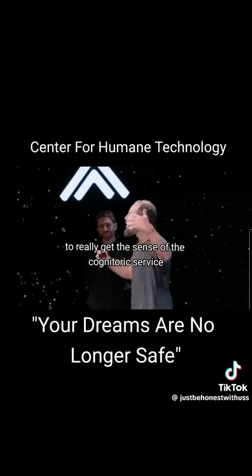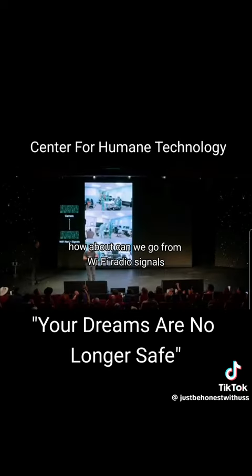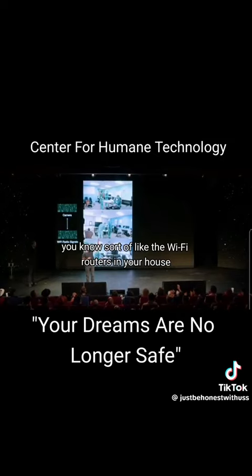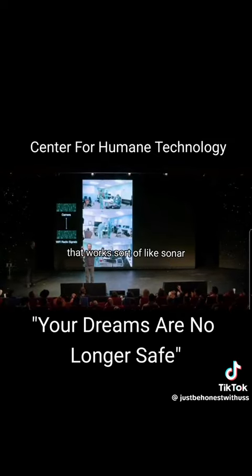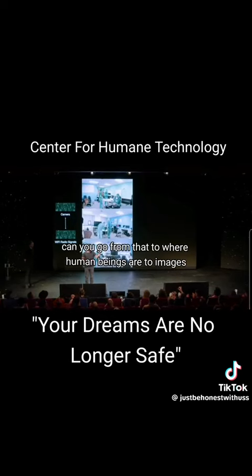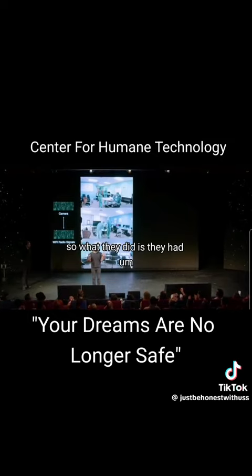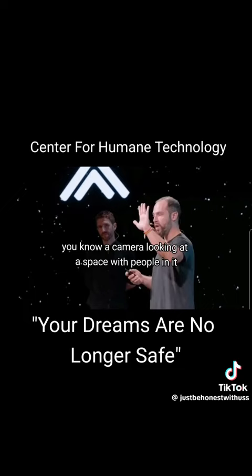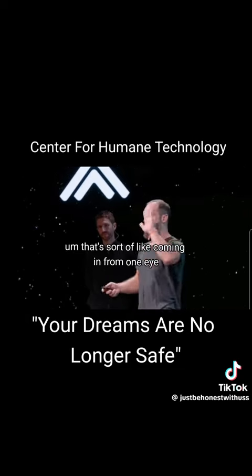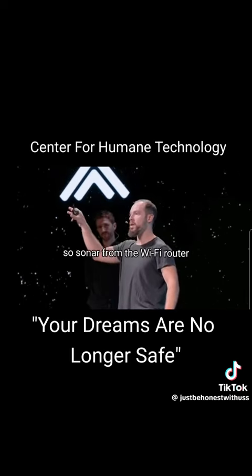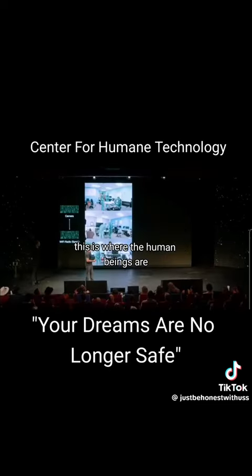To really get the sense of the combinatorics of this, how about, can we go from Wi-Fi radio signals, sort of like the Wi-Fi routers in your house, they're bouncing off radio signals that work sort of like sonar. Can you go from that to where human beings are, to images? So what they did is they had a camera looking at a space with people in it. That's sort of like coming in from one eye. The other eye is the radio signals, so sonar from the Wi-Fi router. And they just learned to predict, this is where the human beings are.